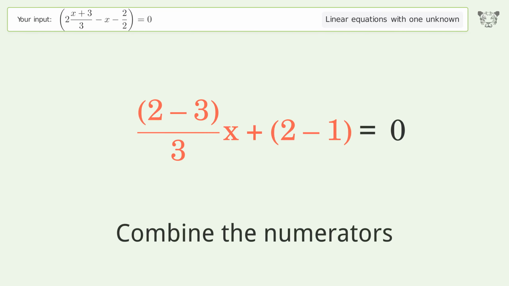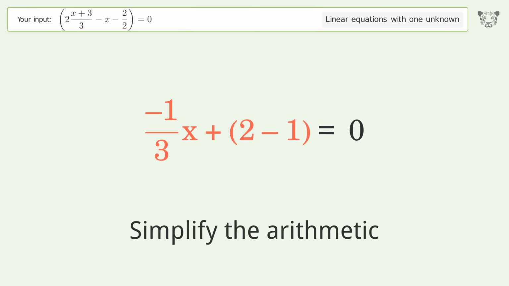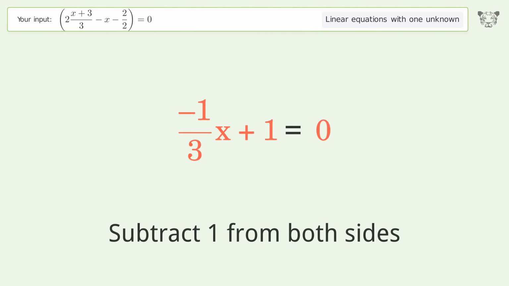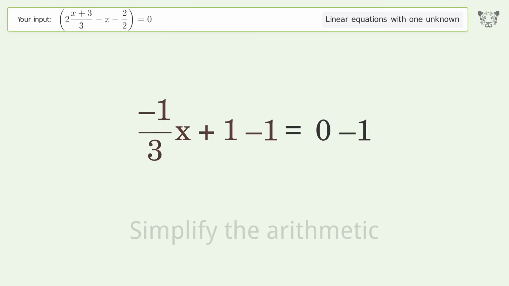Combine the numerators. Simplify the arithmetic. Group all constants on the right side of the equation. Subtract 1 from both sides. Simplify the arithmetic.